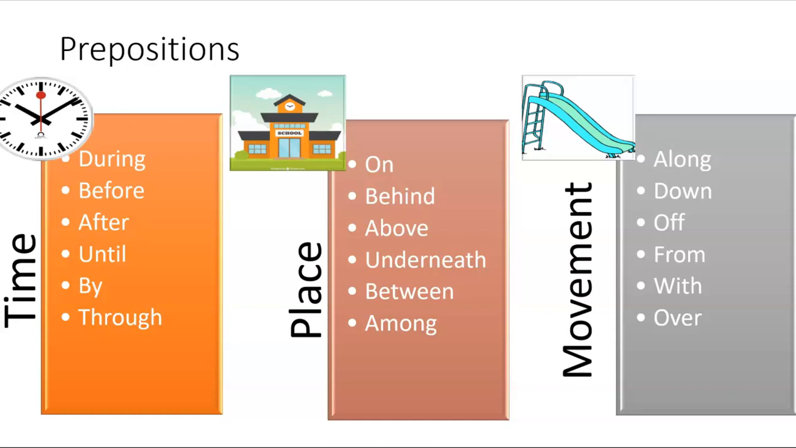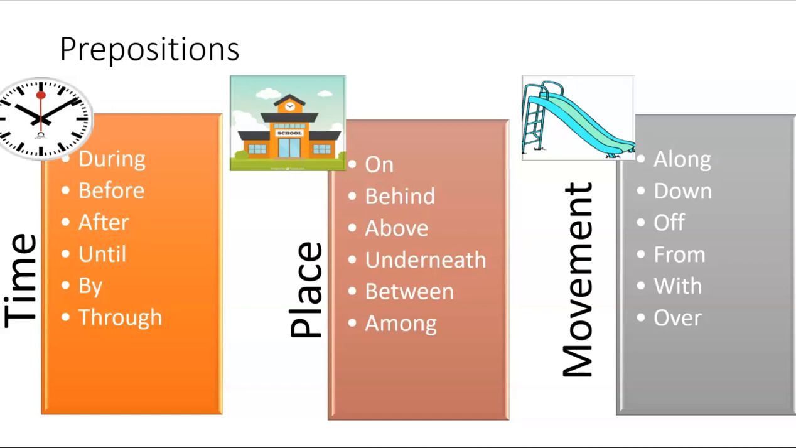Prepositions on place allow us to see the position: on, behind, above, underneath, between, among. Prepositions on movement allow us to see the relationship between 2 objects. For example, along, going along the path, throwing the ball from, or going down the slide.